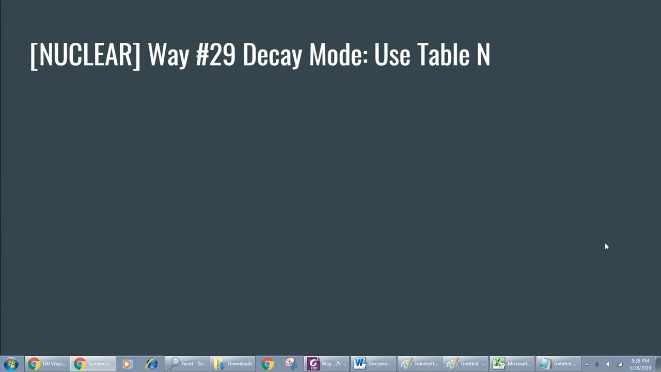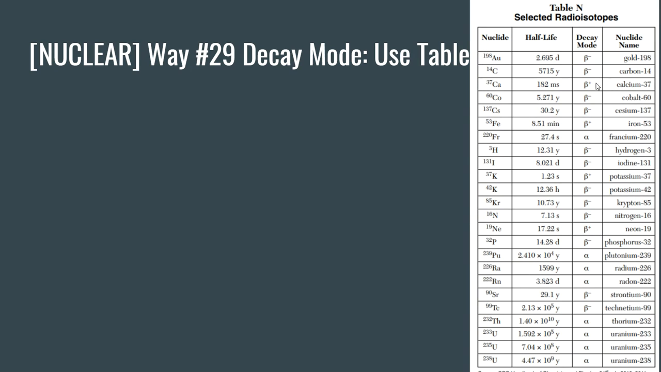Regents Way 29 deals with radioactive decay. When you have an unstable atom, it's going to emit energy in the form of some type of radioactive particle to become a more stable isotope. When we want to look up the type of decay an unstable nuclide undergoes, we use Table N.